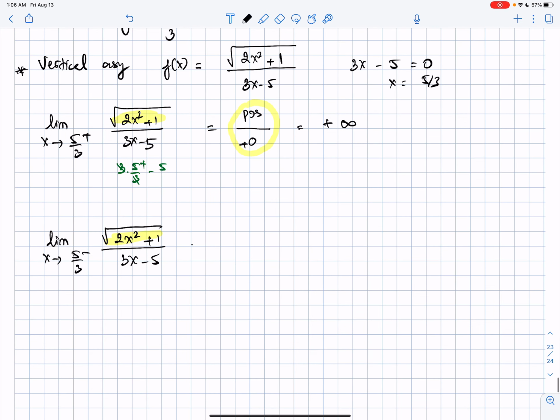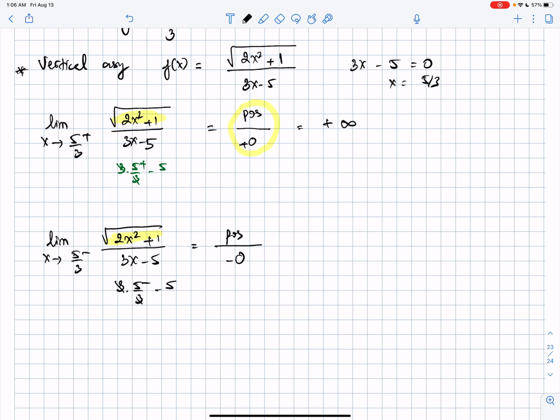Now the top is also positive, right? When you plug in 5 over 3, because 5 over 3 is like 1 point something, on the top you will get a positive number. Now if you do 3 times 5 over 3 on the left side, the 3s cancel out, so we get 5, negative, 3 on the left, minus 5. So the left side of 5 is smaller than 5. So if you have a number smaller than 5 minus 5, the answer is very close to 0, but it's smaller than 0, so it's negative.